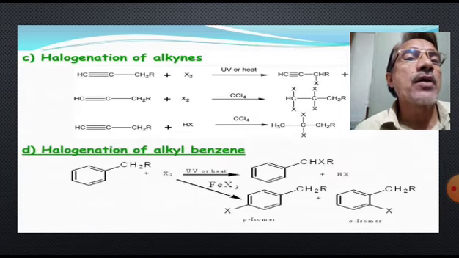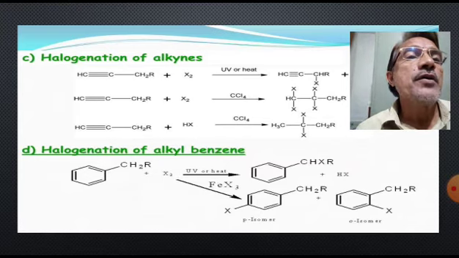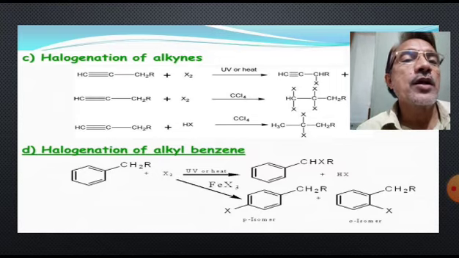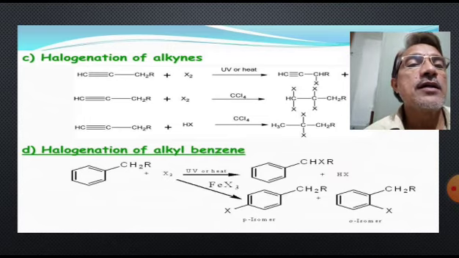When an alkyne reacts with a halogen, depending upon the reagents, different products are obtained. If an alkyne reacts with hydrogen halide, 1,1-dihaloalkane is obtained. Now look at the halogenation of alkyl benzene.